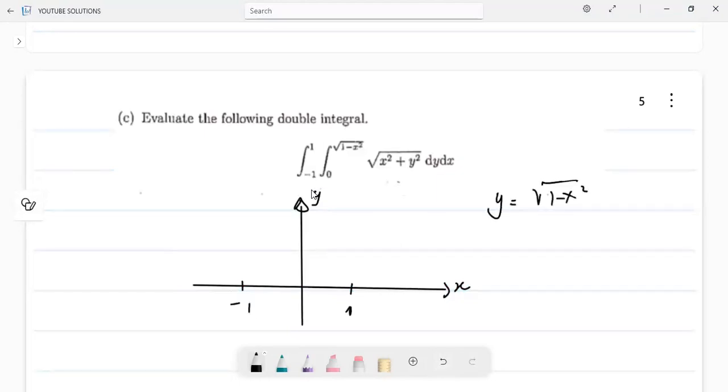Root 1 minus x squared means y squared equals 1 minus x squared. This is the same as x squared plus y squared equals 1. This means that we have a semicircle, because the values of y are from 0 to 1. So you have a circle that goes up to here, with a radius of 1. That's the semicircle we have.